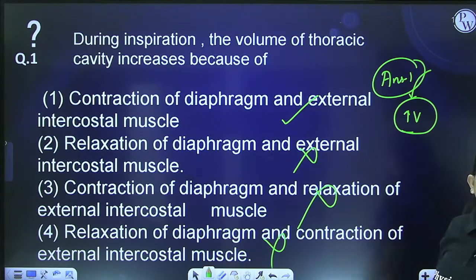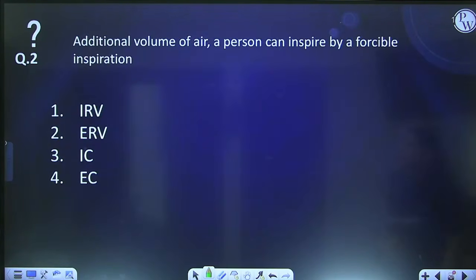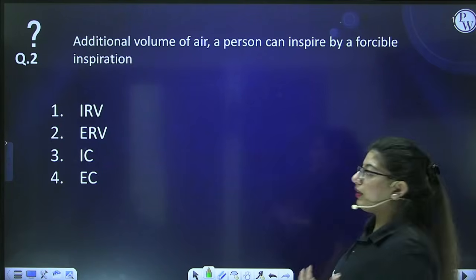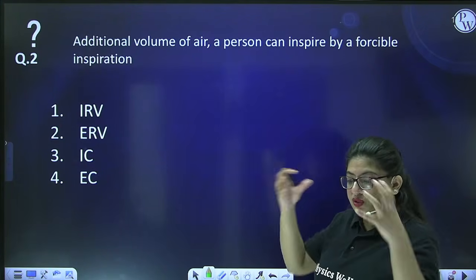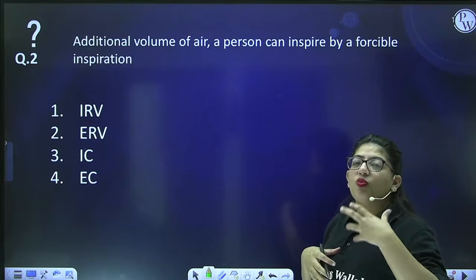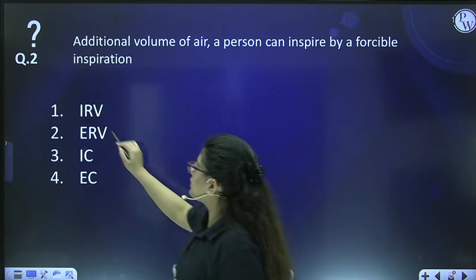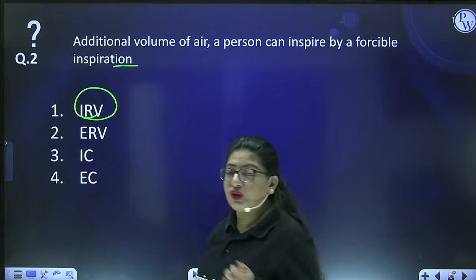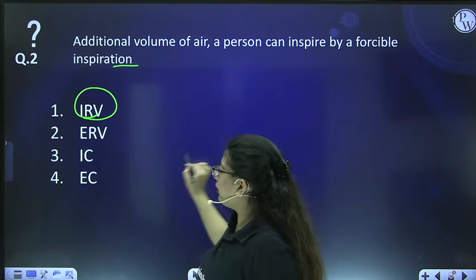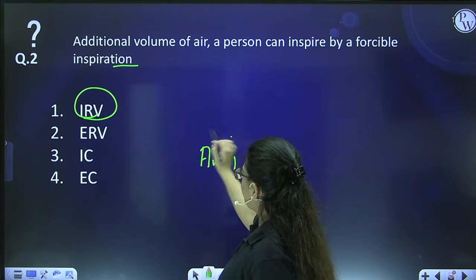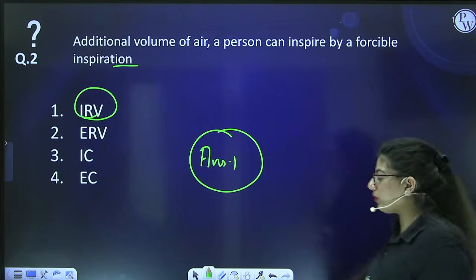Okay, you can pause and then read the question nicely. Next, additional volume of air a person can inspire by a forceful inspiration. It is saying the person is forcefully inspiring. At that time, what extra or additional volume of air is that person taking? What do you call it? You call it IRV. If it would be expiration, then it would be ERV. Answer is 1. So this is one type of question.